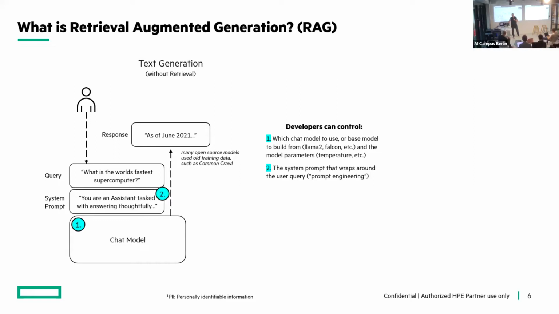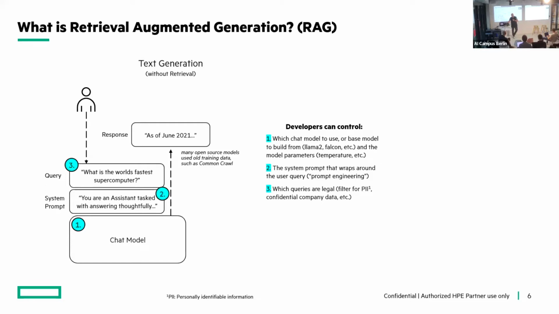Then you have the second point. This is the prompt engineering part we're talking about. This is something the developer can do. He can say exactly what the model should do if there's maybe an answer that it can't answer.